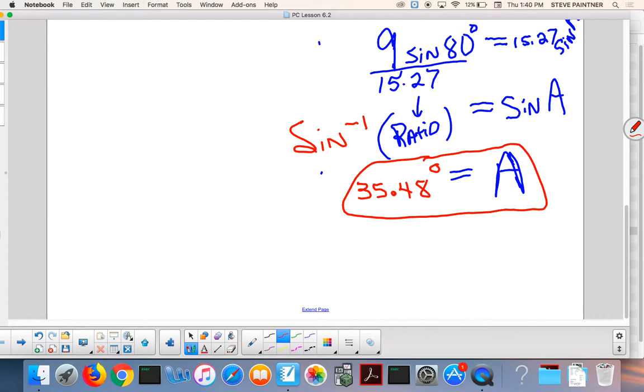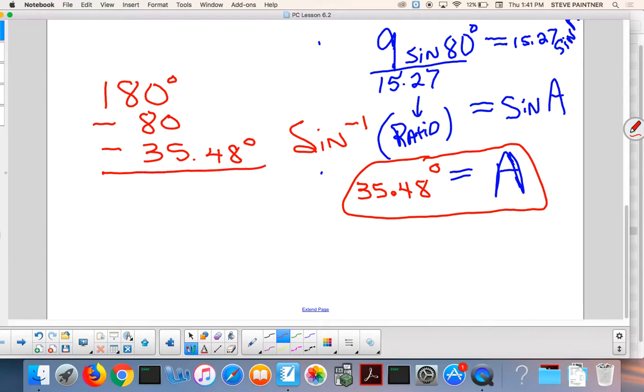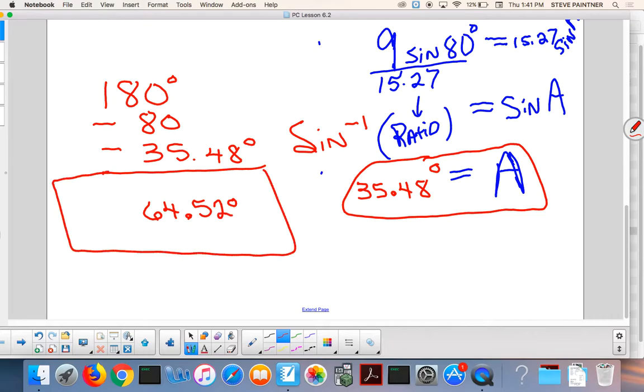Do I have to do all this work again to get the other one? You could, if you want. No, I don't think so. You probably just, to get the other angle, go 180 minus the given. The given was what? 80. 80. Minus that one, 35.48. To get the last angle. The last angle is 64.52. Yep. Okay. What angle is that? Is it B or C? I can't remember. It's B. Angle B, 64.52.